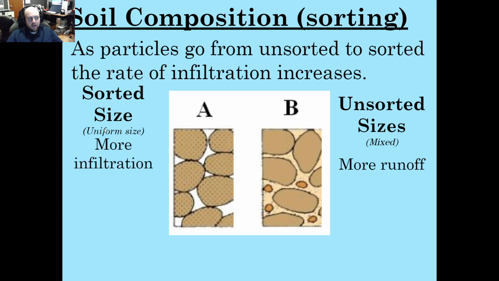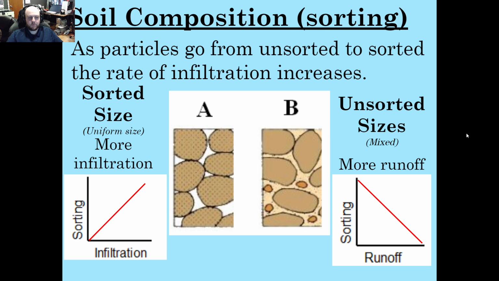So, if it's sorted, all the same size particles together, whether they be big or small, we're going to have more infiltration. If they're unsorted, which is all different sizes together, it's mixed, we're going to have more runoff. Okay, and that's what the graphs look like. As we're better sorted, we get more infiltration. As we're unsorted, we get more runoff. All right, make sure to write all of that down, please.